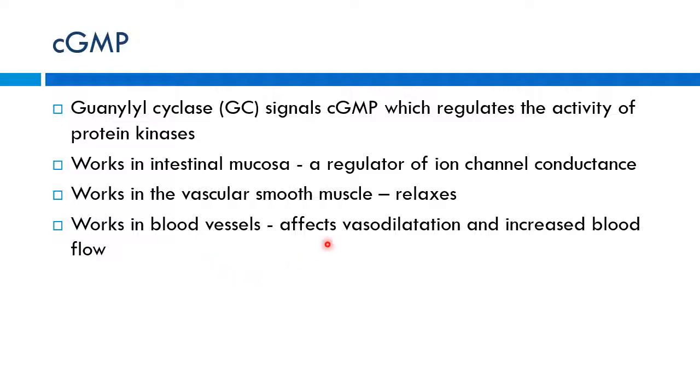We find this in lots of different places. So places like the intestinal mucosa. Usually here it's going to be regulating ion channel conductance, so how well we're going to have certain ions flowing across the intestinal mucosa. We can have things like the vascular smooth muscle. So this is going to be really, really important for affecting blood pressure, right? Because again, your blood vessels are always surrounded by smooth muscle, and so I can affect how well that's constricting or relaxing. That can affect blood pressure quite significantly.